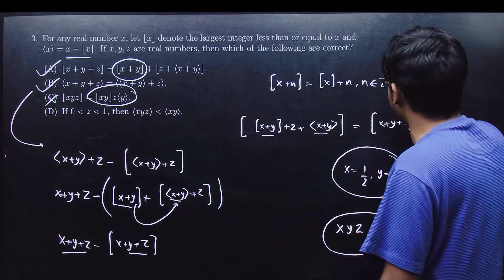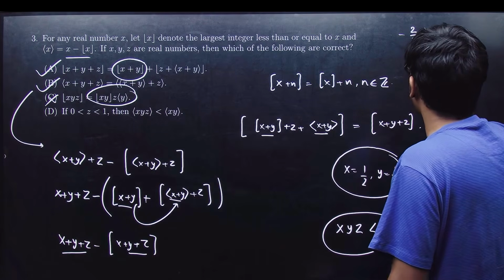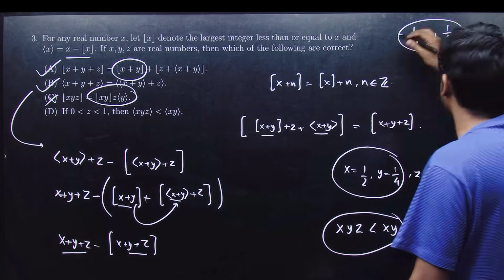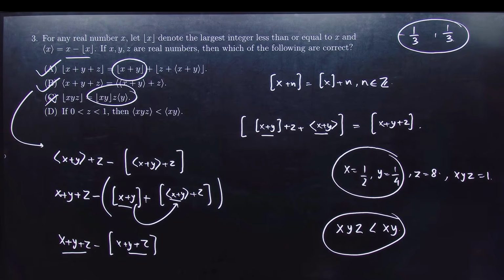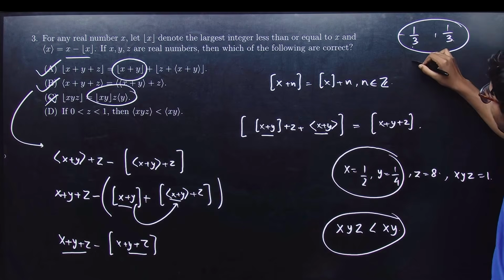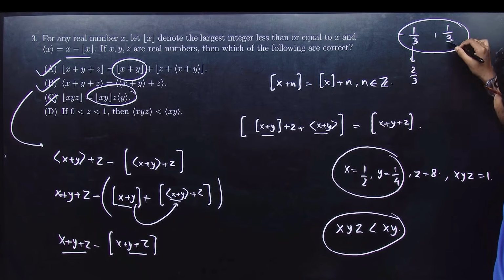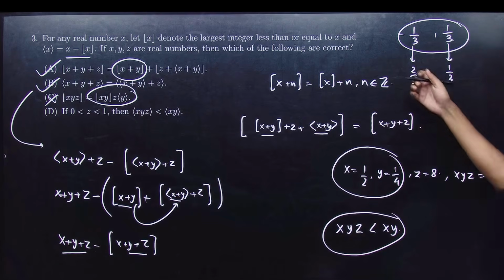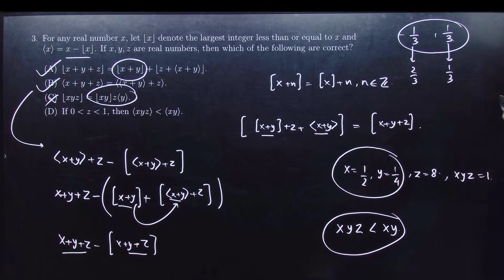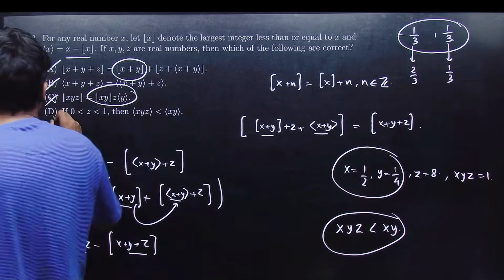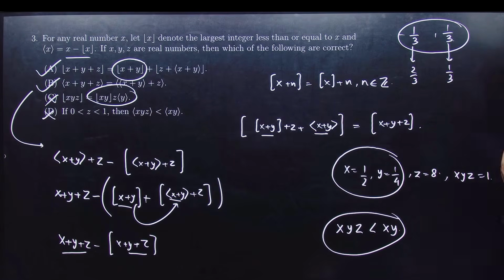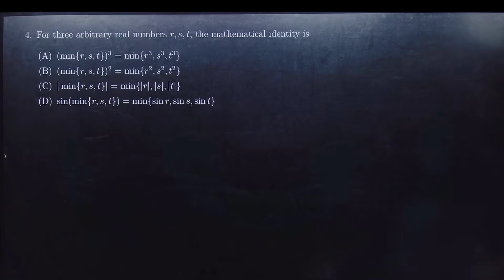Simple example for that is just take minus 1 by 3 and take 1 by 3, okay? So in this case, you can see that clearly fractional part of minus 1 by 3 is going to be 2 by 3. Fractional part of this is going to be 1 by 3, right? So just because a number is smaller than the other number doesn't mean that its fractional part is also going to be smaller, okay? So D is going to be incorrect, right? Okay. Clear. Fine, let's go to the next question.